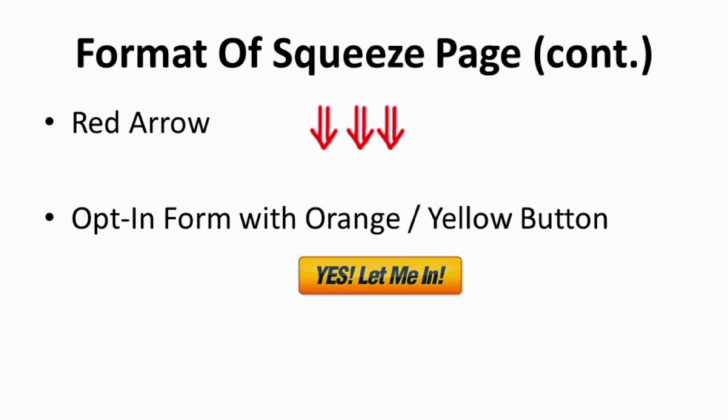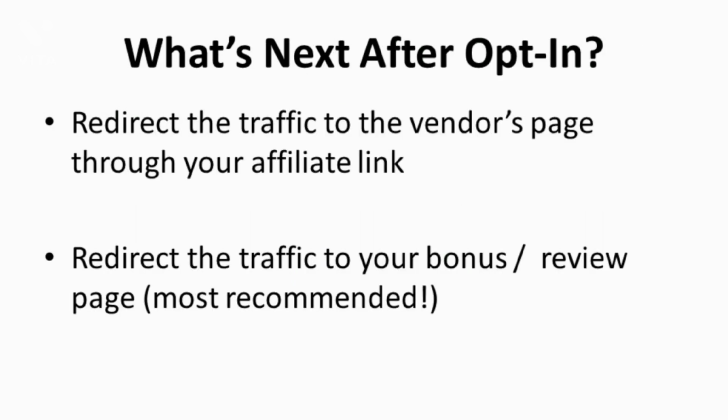The opt-in form will always come with an orange or yellow button, just like it's shown in the slide. These two colors have been tested to increase the conversion rate as well. After the opt-in, you can then redirect the traffic to the vendor's page through your affiliate link. Or you can redirect the traffic to your bonus or review page first before the vendor's page.